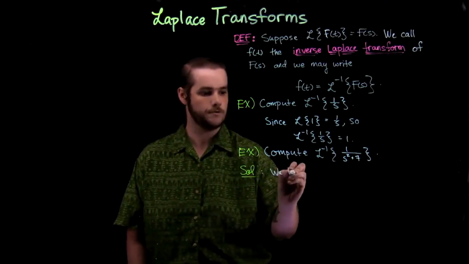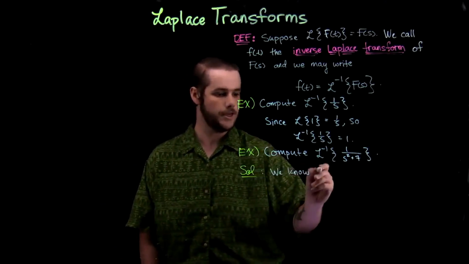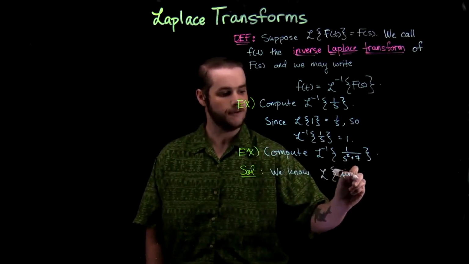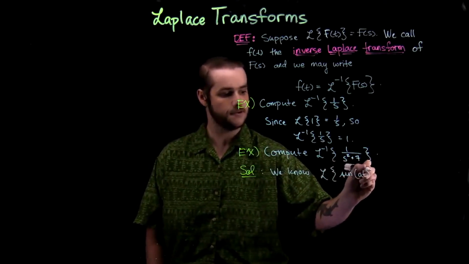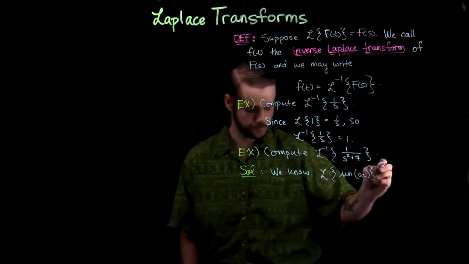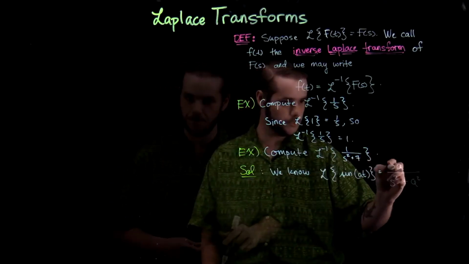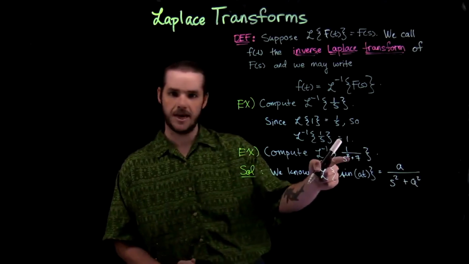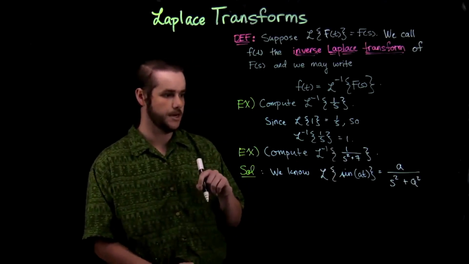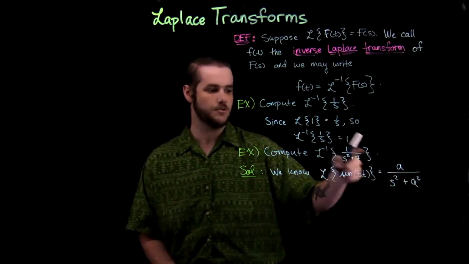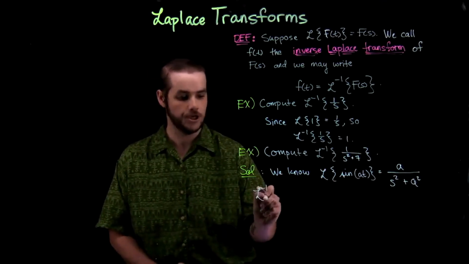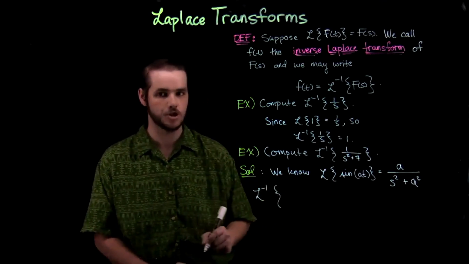We know that the Laplace transform of sine of a t should be a over s squared plus a squared. Now, I almost have that up here, except that if 7 is a squared, that means I'm missing a root 7 on top. So the strategy we use is multiplying by a clever choice of 1.